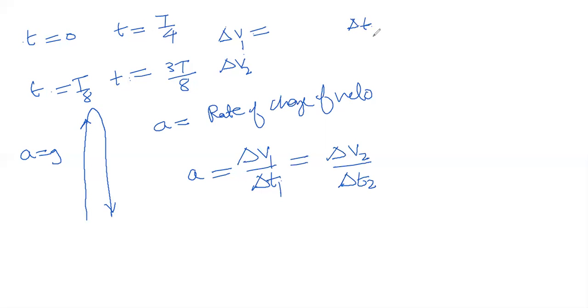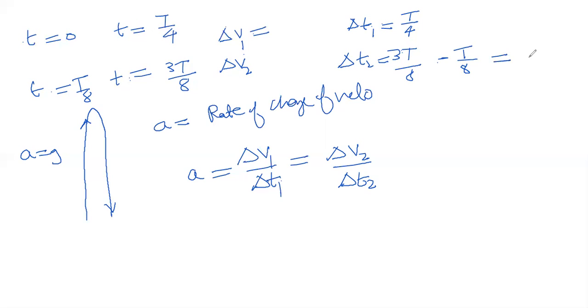It is nothing but T2, the higher time minus the lower time, which is simply T by 4. Luckily here. What is delta T2? We can subtract that: 3t by 8 minus t by 8, they said there.